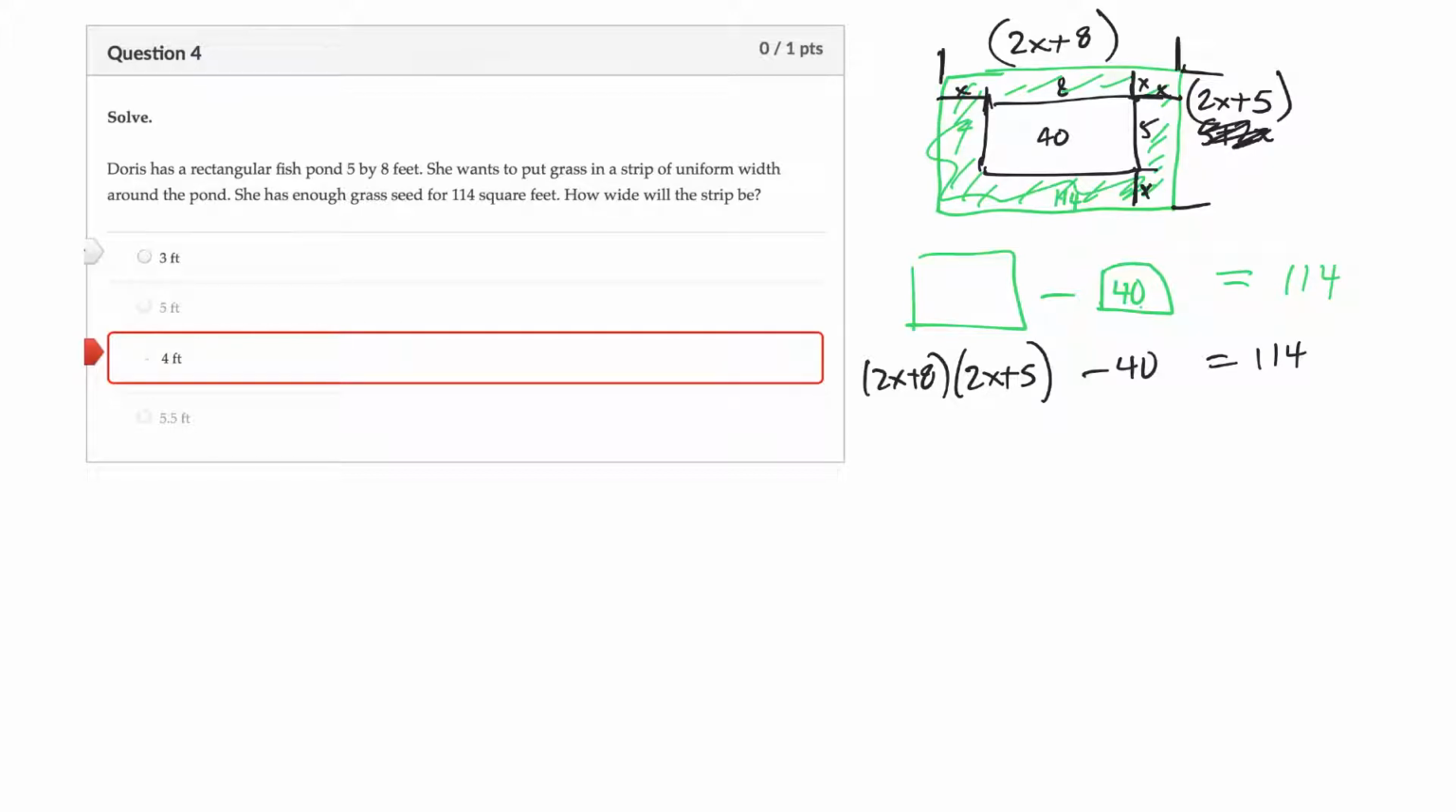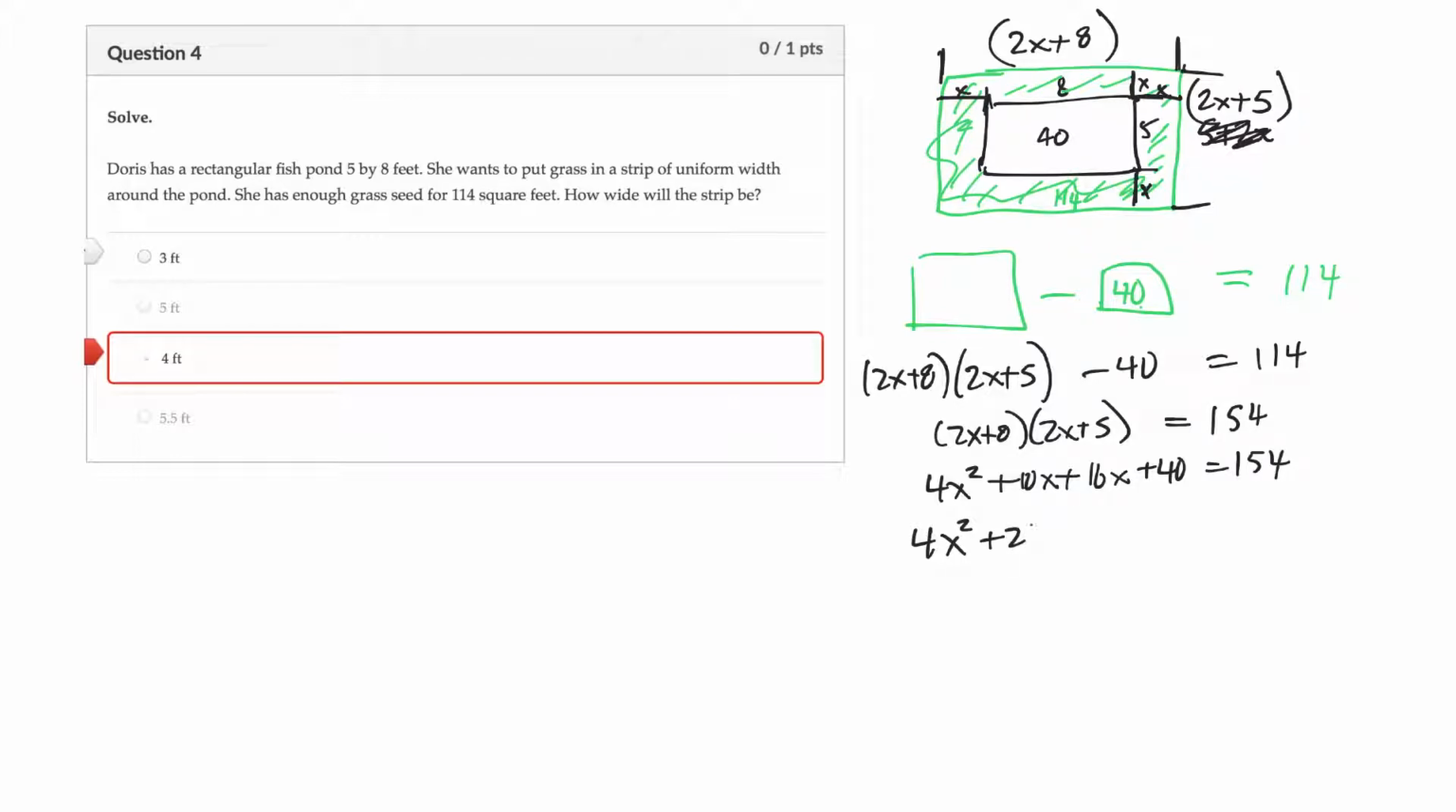Okay, let's add 40 to both sides. And so I have 2x plus 8 times 2x plus 5 is equal to 154, I think. Let's FOIL this out. 4x squared plus 10x plus 16x plus 40 equals 154. It's a quadratic, so let's bring everything over to the left. So 4x squared plus 26x plus 40 minus 154 equals 0.